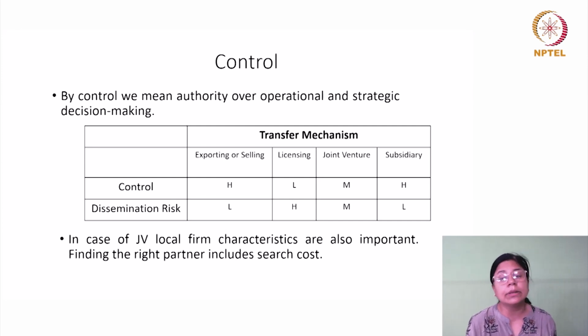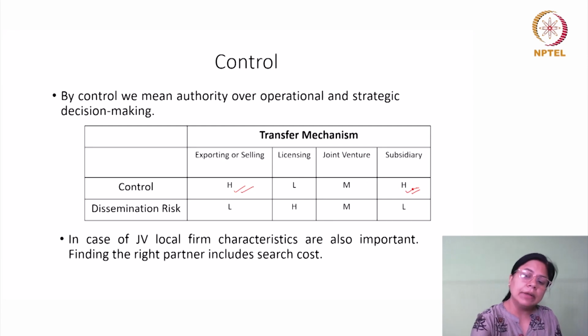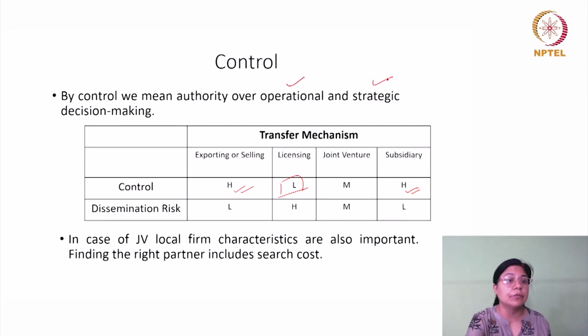They would want to do it the maximum, right? So we will realize that in case of exporting and selling, the control would be high, and rather high also in case you are having a subsidiary. But if you are merely licensing it to a third party, the control, what do you mean by control? Like I said earlier, operational and strategic decision making, the kind of authority the multinational may have over that.